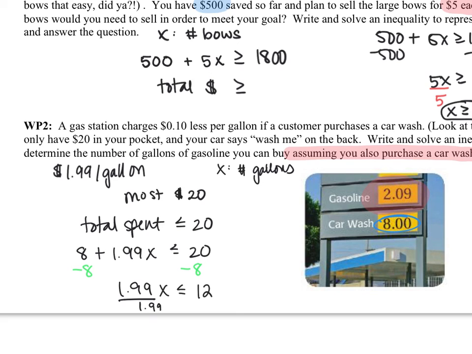I would then divide both sides by $1.99. Since I can just see that I'm dividing 12 by about 2, I should expect this to come to about 6, but I'm going to double check this on my calculator. And this came out to about 6.03 gallons. Now, if this were like apples or buses or something, I couldn't have 6.03 apples or buses, but you can have 6.03 gallons of gas, so that's totally fine. And what this would mean in terms of an answer is that I can buy up to 6.03 gallons of gas.